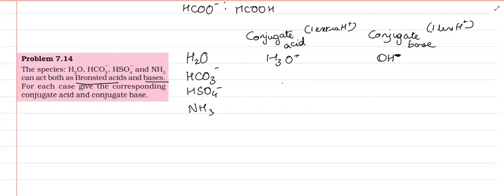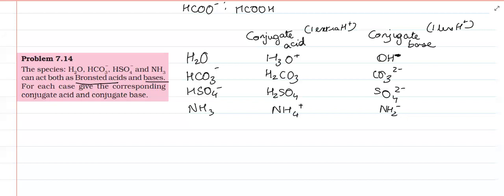Next is HCO₃ minus, one extra proton, which will mean H₂CO₃. The negative charge and positive charge are going to get cancelled out. And when one less proton exists, then it'll be CO₃ 2 minus. HSO₄ minus with one extra proton is H₂SO₄. One less proton will be SO₄ 2 minus. NH₃ with one extra proton is going to be NH₄ plus. One less proton is going to be NH₂ minus.